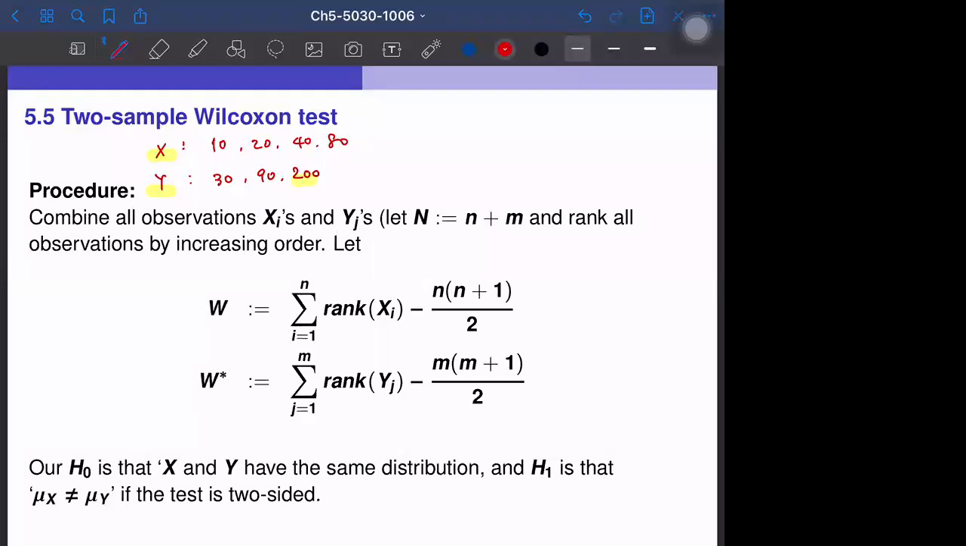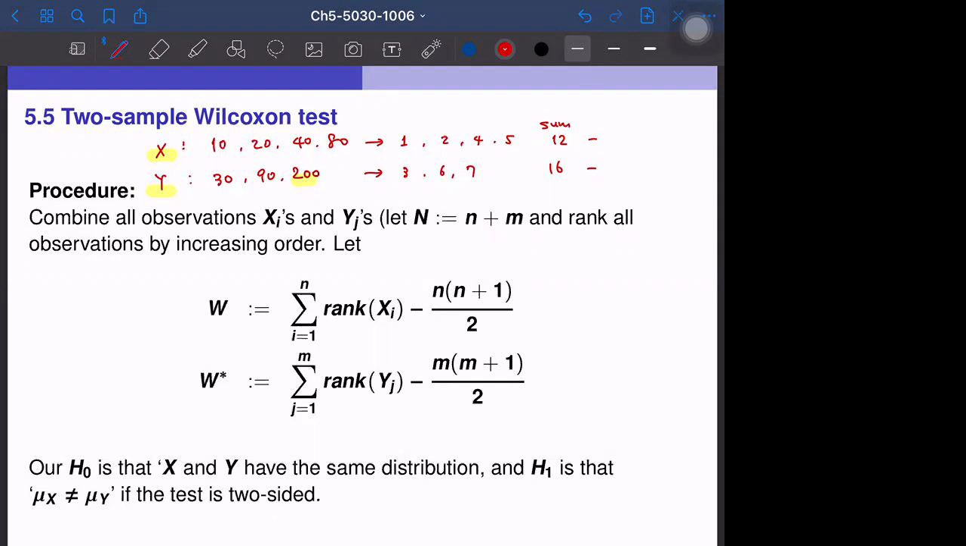Think about the ranks of these 7 observations. The smallest one is 10, the second smallest is 20, the third is 30, the fourth is 40, the fifth is 80, the sixth is 90, and the seventh is 200. We take the summation of these ranks: the sum of ranks is 12 for y and 16 for x. But to calculate the test statistic, we subtract the minimum possible sum of ranks.